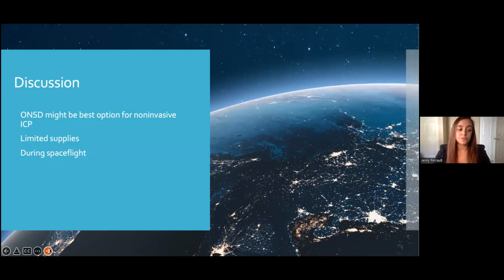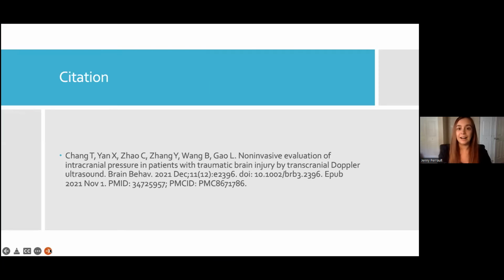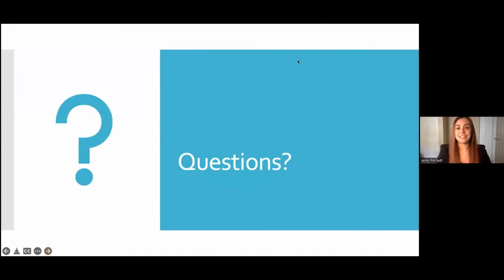It's also useful in a field of research that I'm interested in, and that's how ICP changes during space flight. We currently need non-invasive ways to measure ICP in a microgravity environment, since invasive methods aren't really realistic aboard a spacecraft. There's the citation. Does anyone have any questions?